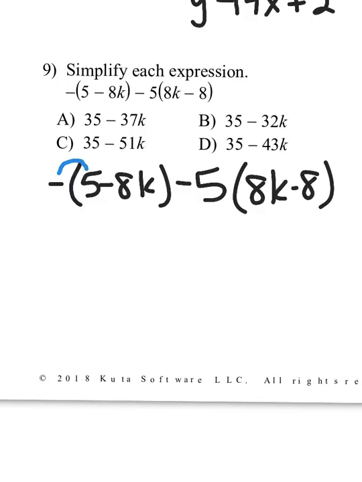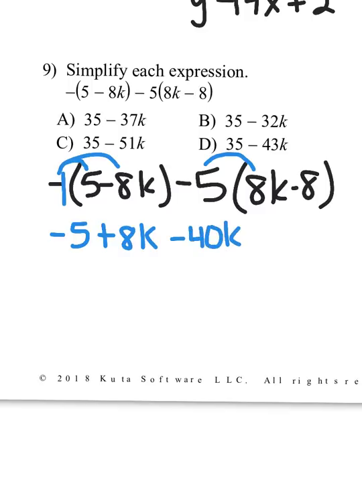So that's a -1 times a +5. That's going to give me a -5. And then a -1 times a -8k. That's going to be +8k. And then over here, a -5 times a +8k. That's -40k. And a -5 times a -8 is +40.